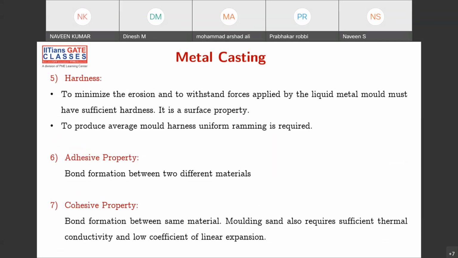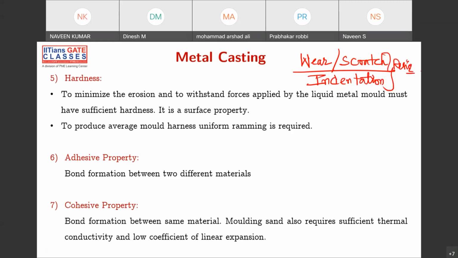What is hardness? What is the definition of hardness? Hardness has 2 definitions. One is wear or scratch resistance, and another is indentation resistance. So in our case, both should be there. The sand should not wear, and the sand should not have an indentation.